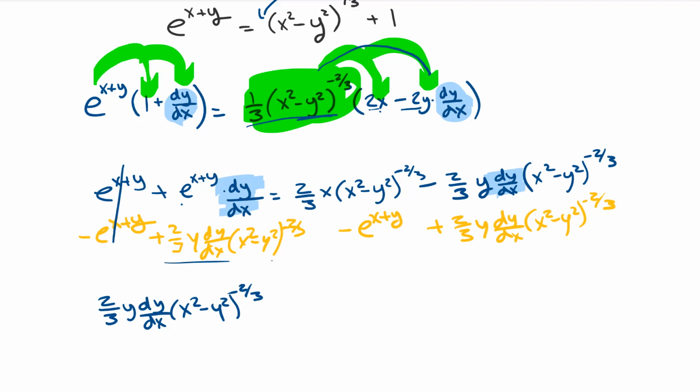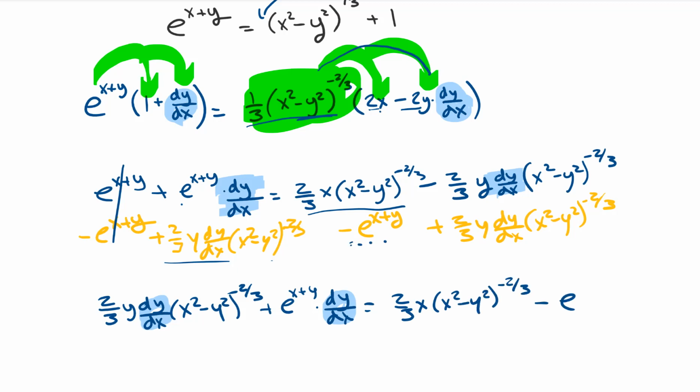This stuff canceled, and we're left with that e to the x plus y times the dy dx. So now we have all of our dy dx's on one side. It's right here. And now what's over on the other side? So we still have this piece. That didn't go anywhere. That's 2/3 x times x squared minus y squared to the negative 2/3 power, and then we subtracted this over.